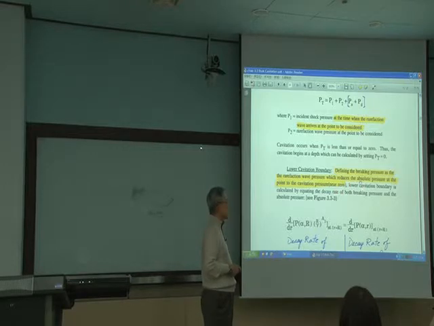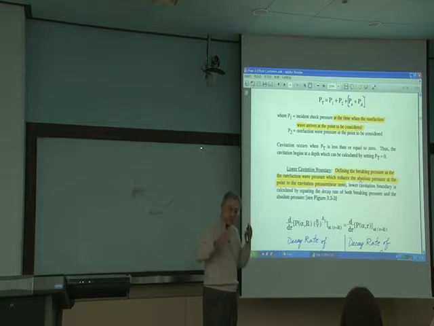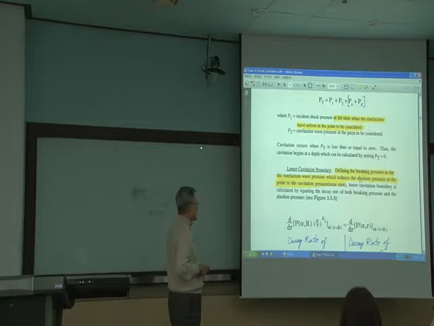So the lower cavitation boundary can be easily calculated by setting the decay rate of the breaking pressure equal to the decay rate of the absolute pressure. Decay rate is d over dr. This is a basic scheme to compute the lower cavitation boundary. So this is the decay rate of the breaking pressure, and this is the decay rate of the absolute pressure.